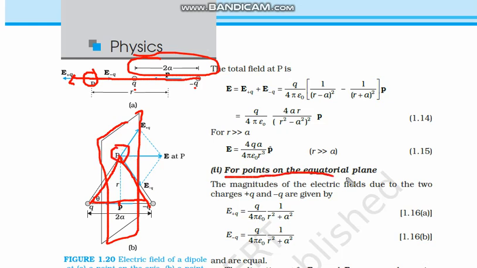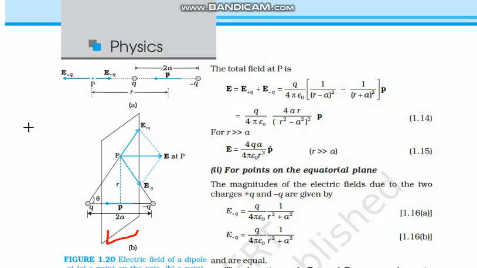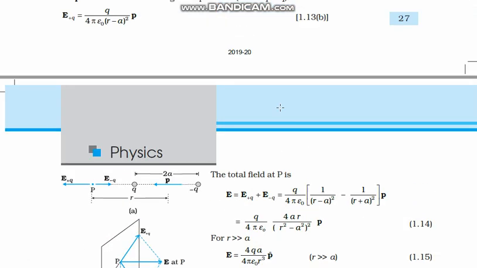So for points on the equatorial plane, this is the equatorial plane, equatorial because it goes through the center, and it equally divides the distance between these two charges, positive and negative q. Hence this is the equatorial plane, and the point is situated on this plane. So let us start with these cases. Let us first go for the first case.